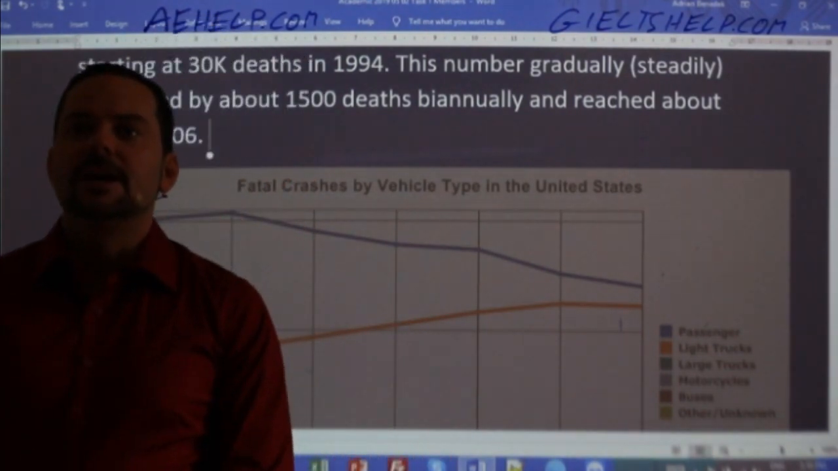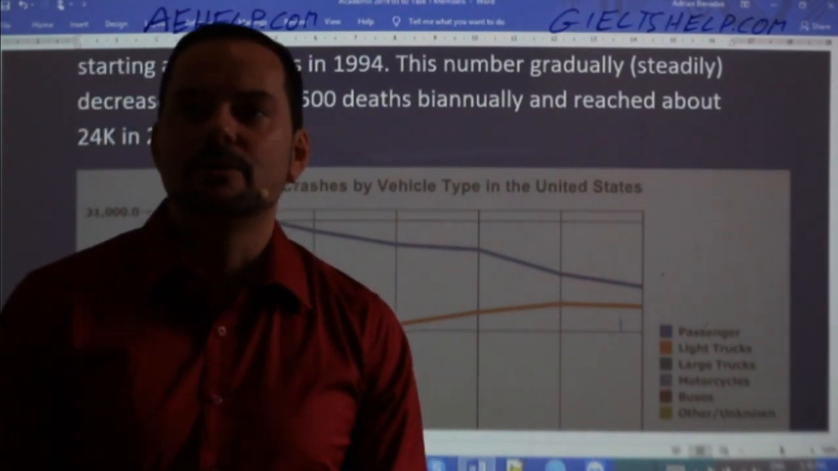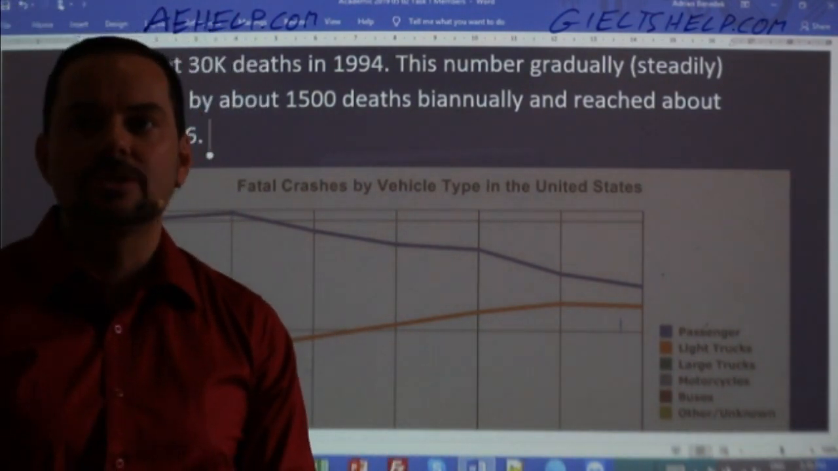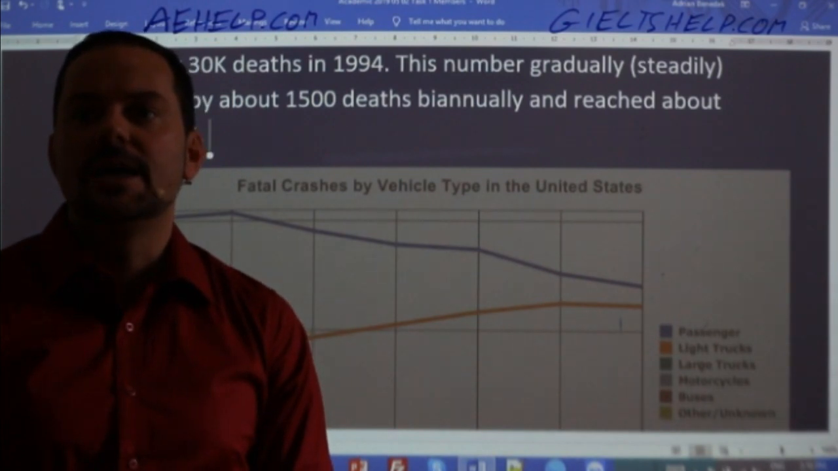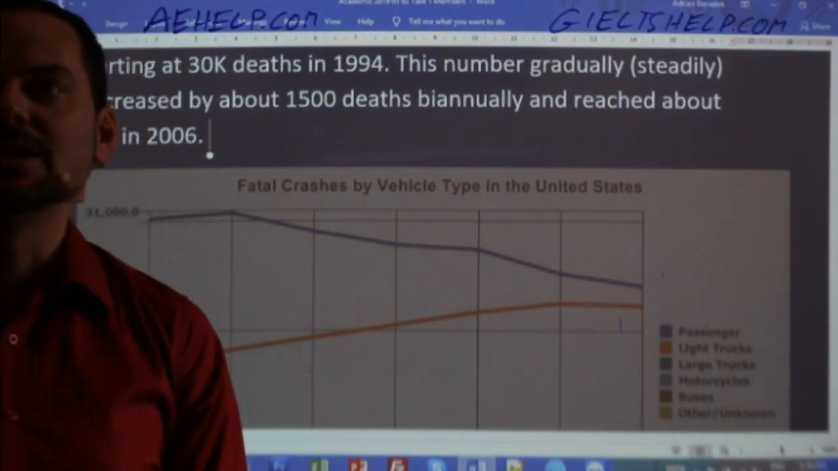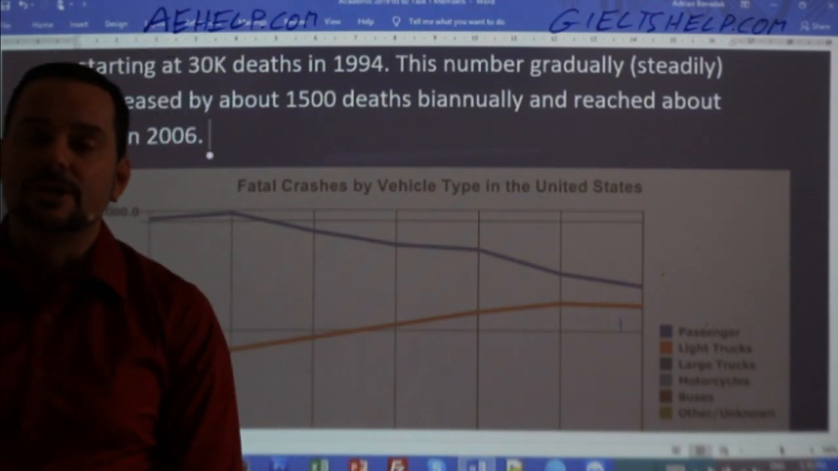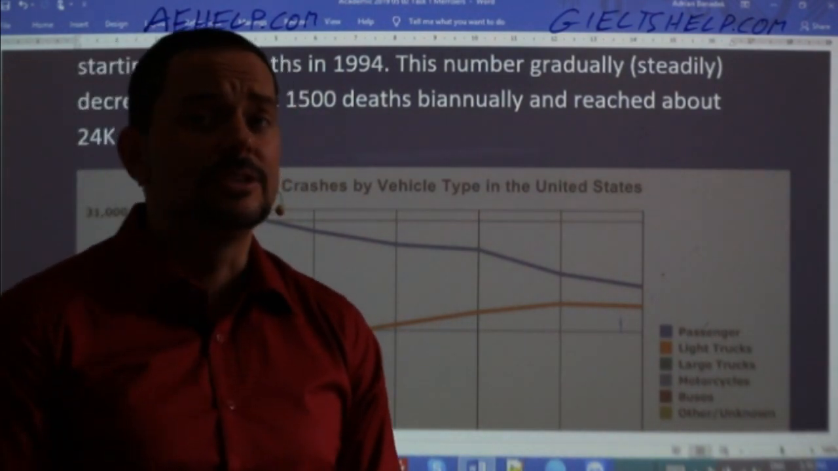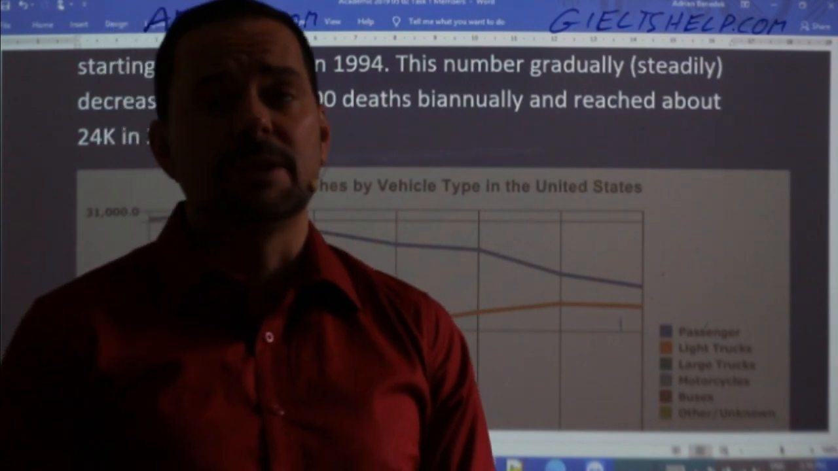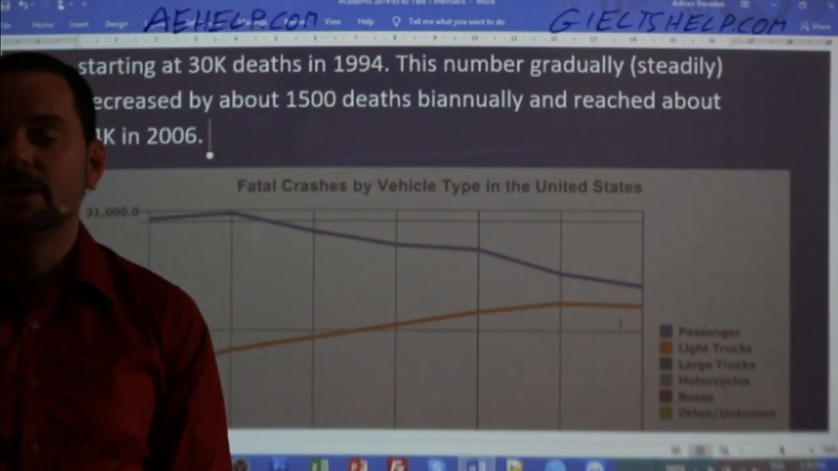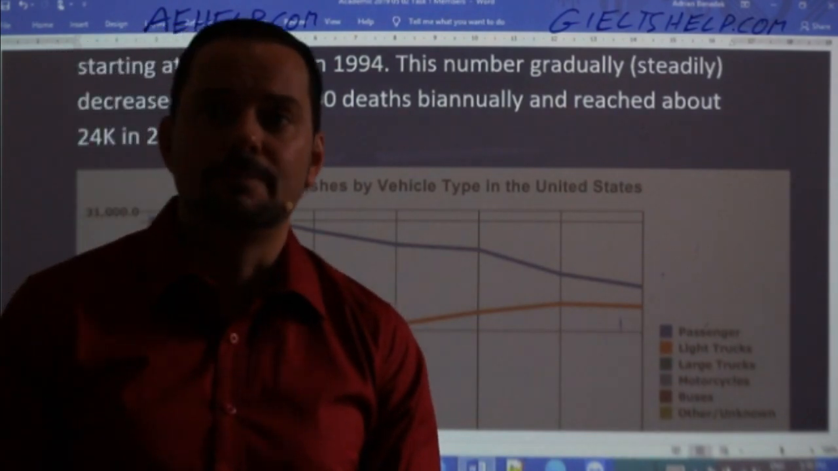All right, IGOL says in 1994, the highest number of catastrophic accidents was shown at 30,000. Then in each 2 years, it steadily decreased to reach 24,000. Sure, IGOL, that's good. Just remember to include the type of vehicle that you're explaining. You have to say that. Okay, you have to tell your audience that you're talking about small vehicles or passenger vehicles.